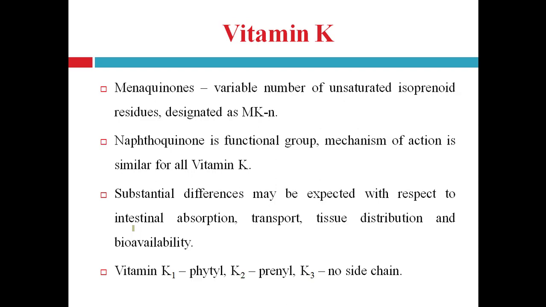Vitamin K has a basic naphthoquinone structure, with or without a side chain, as we know. The side chain in K1 is the phytyl group, in K2 it is the prenyl group, and in K3 there is no side chain. Otherwise the structures of vitamin K1, K2 and K3 are similar. K1 is obtained from natural sources, K2 is produced by bacteria, and K3 is synthetic vitamin K.